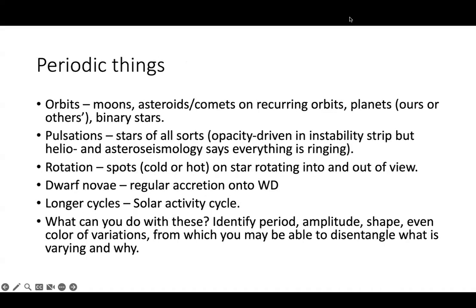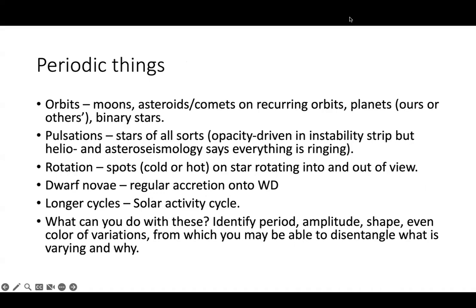So when we're talking about periodic variability, sometimes it means orbits, like moons, asteroids, or comets that are on recurring orbits, our planets or other planets, binary stars orbiting each other. You can also get pulsations because stars ring. Stars of all sorts can pulsate.